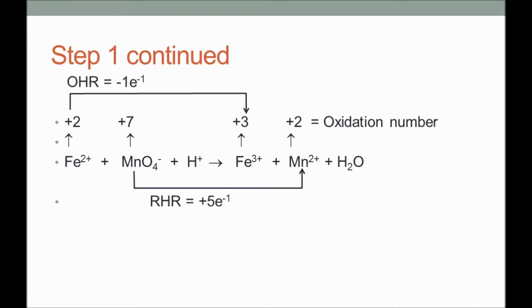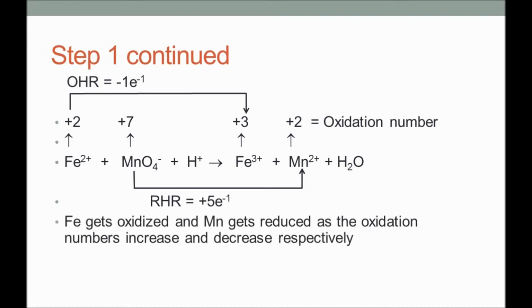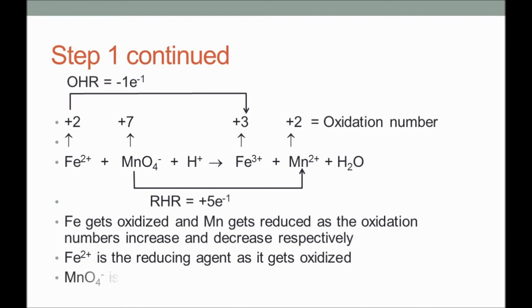So we have identified the oxidation half reaction and reduction half reaction in this reaction. Fe gets oxidized and Mn gets reduced. Fe2+ is the reducing agent as it gets oxidized. All oxidizing agents get reduced in a redox reaction, which implies MnO4- is the oxidizing agent and it is getting reduced in the process.